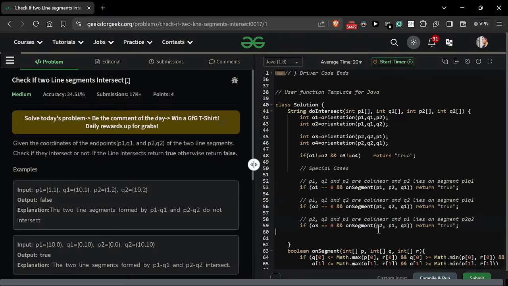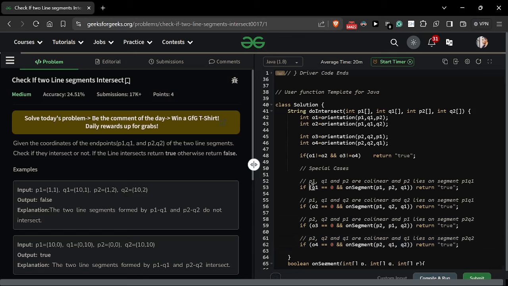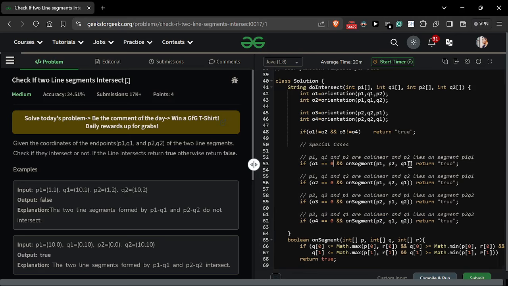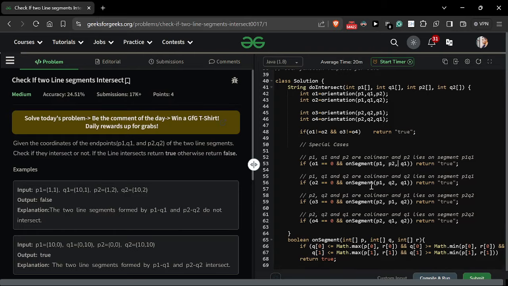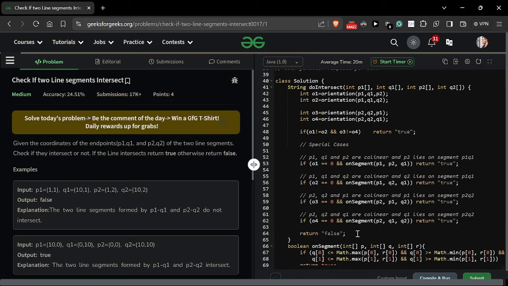So on segment, we have 4 conditions because our 4 values can be 0. If our O1 is 0, we have to check whether it lies on the same line or not. This is P1 Q1, P1 and Q1. We have to find whether P2 lies on the segment. If yes, we return true. This condition we have to check the same way for all the conditions, otherwise we return false.